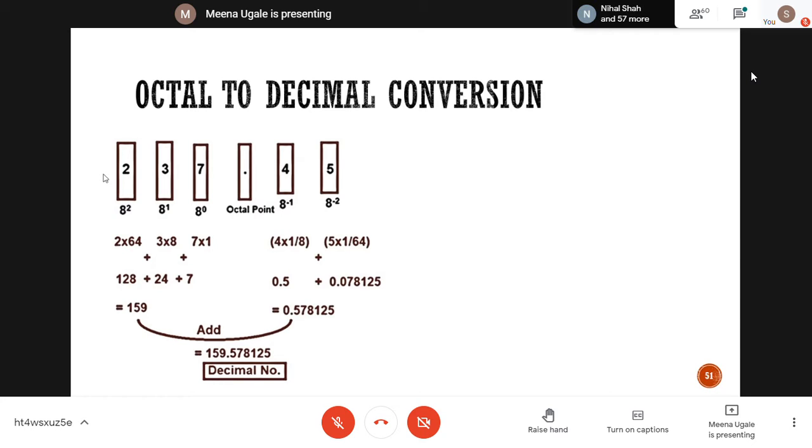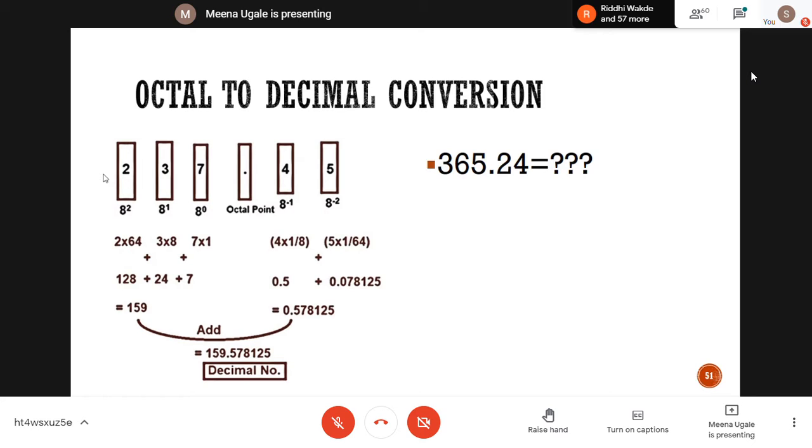Note down this example, 237.45 in octal. Right side of the decimal point, that is for the fraction part, we are going to multiply it with 8 raised to minus 1, 8 raised to minus 2, 8 raised to minus 3 onwards. Whatever added answer you are going to get, just add the integer and fraction part. It will be representing your final decimal number. Ma'am, it's just like binary but octal, base 8. Yes, very correct.